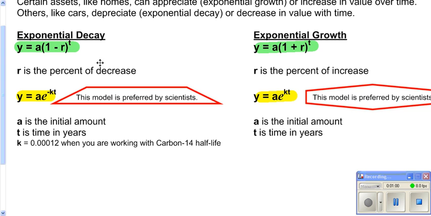In all of these, your a is your initial amount. Your t is your time in years. And your k here depends upon the situation you're dealing with. If you're dealing with carbon-14 half-life, then the value of k is this. The book doesn't give that to you, but I'm giving it to you here. Also, on the top two, the r up here is your percent of increase for this one over here, or your percent of decrease.